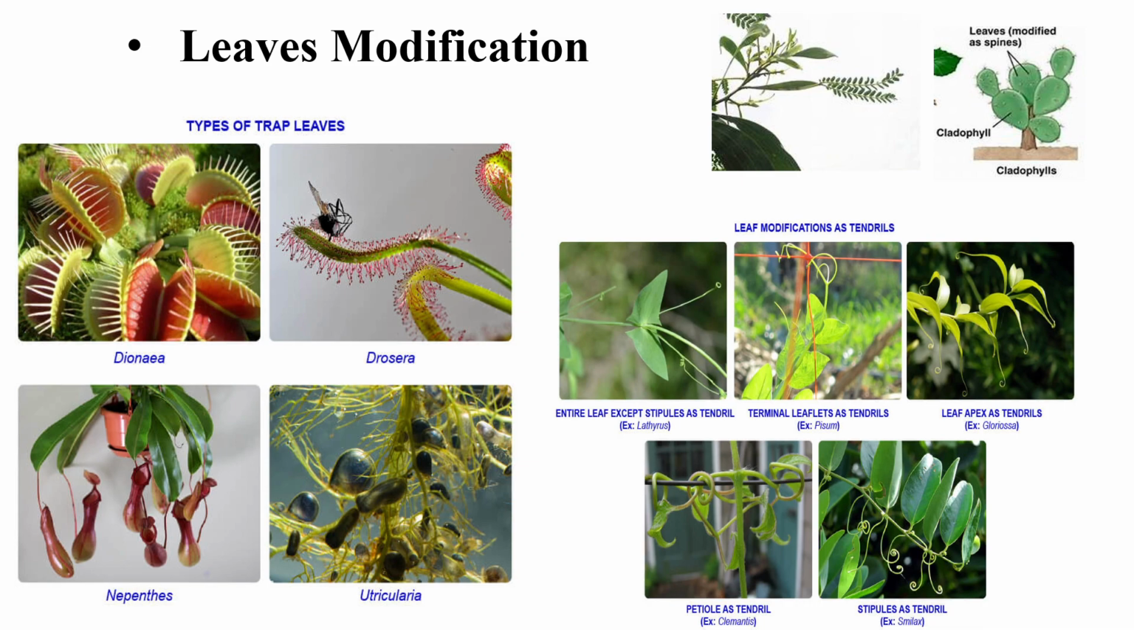Tendrils are leaf modifications that can carry out photosynthesis. They are delicate, coiled structures that help weak-stemmed plants to climb on a support. Here we can see some examples such as Lathyrus, Pisum, Gloriosa, Clematis, Smilax, etc.